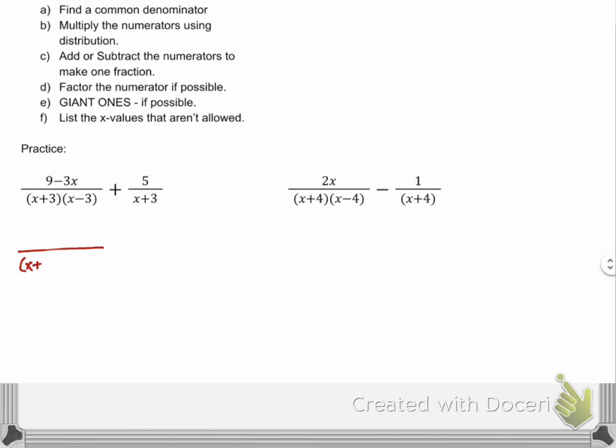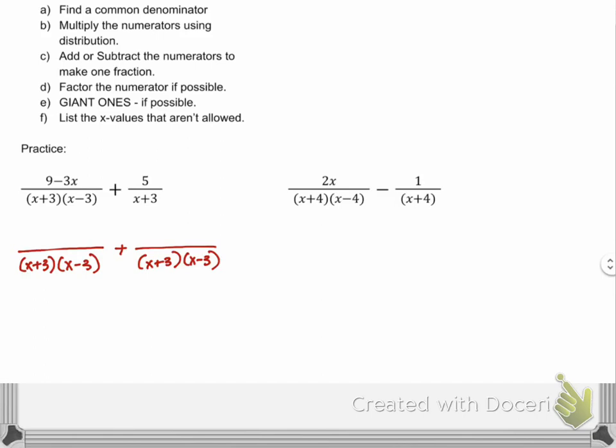In this first problem, you've got a list of steps up at the top that you can follow if you need to. First thing we're going to do is think about what our common denominator is going to be. And here's what you're going to notice. Both of these fractions have x plus 3 in the denominator, but this first one also has an x minus 3. And so I need that x plus 3 represented. I also need that x minus 3 represented. And so this common denominator is what I'm shooting for for both fractions.